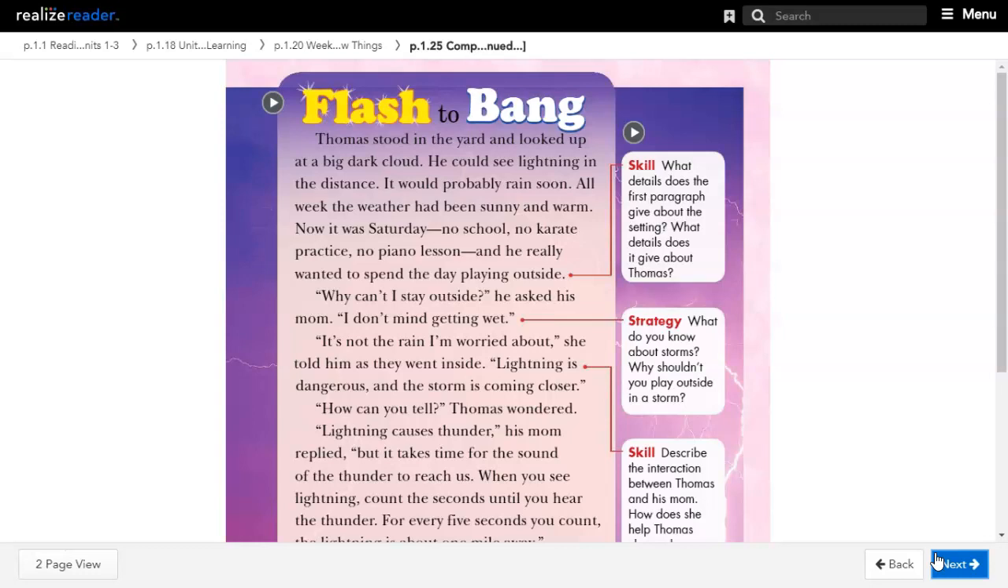All right, boys and girls, here we go. We're going to start reading on the top of page 25. Please make sure you're following along and listening.